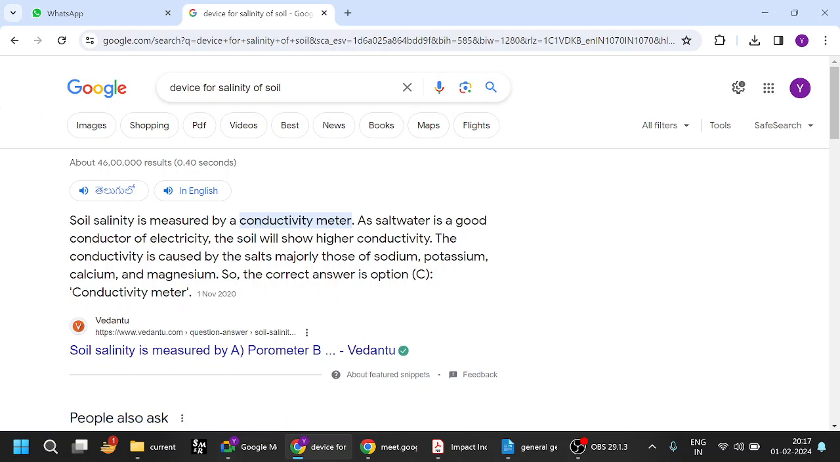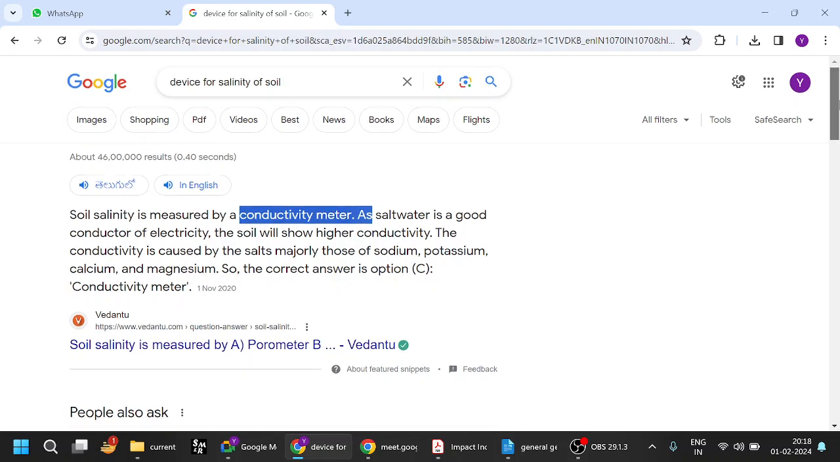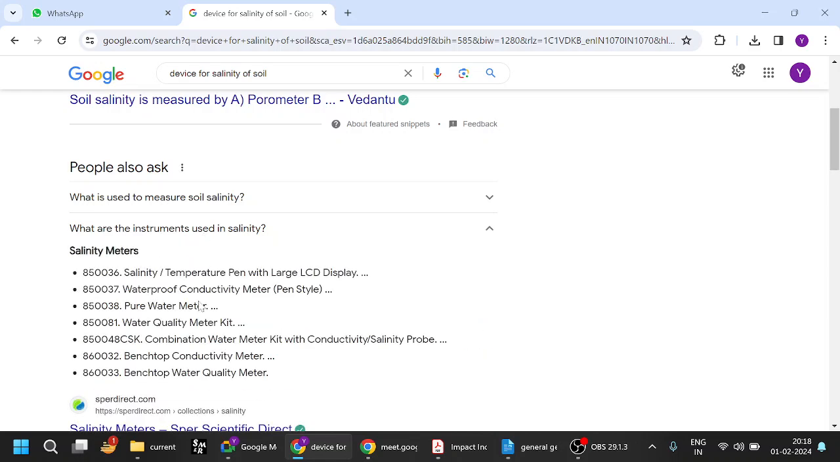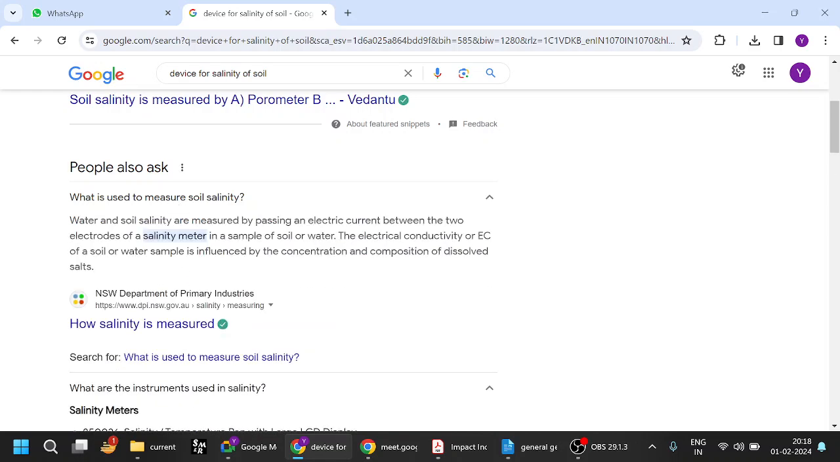So soil salinity is measured by a conductivity meter. Salt water is a good conductor of electricity, so the soil will show higher conductivity. It is caused by major salts: sodium, potassium, calcium, magnesium. So that is one thing. And soil salinity instruments: salinity meter, or electrical conductivity meter. All those things are for soil.